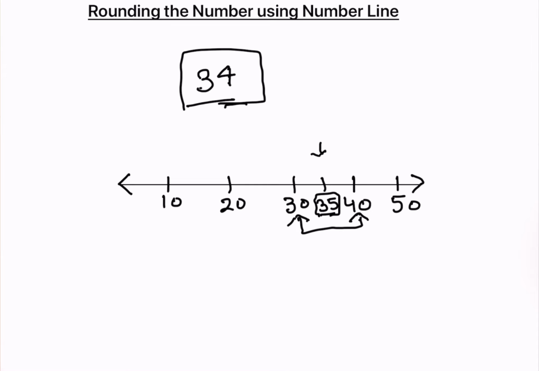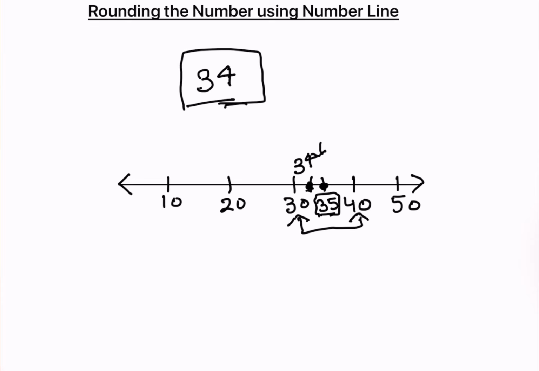Now look at the dot. This is our 35. Where will 34 be? If here is 35, then here will be the number 34. Now look at our dot for 34. Is it at the midpoint or past it? It is behind it. 35 is right here and 34 is right here.